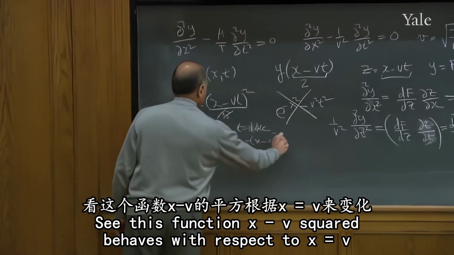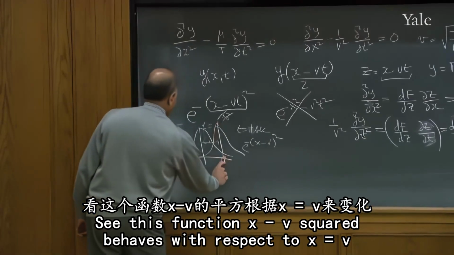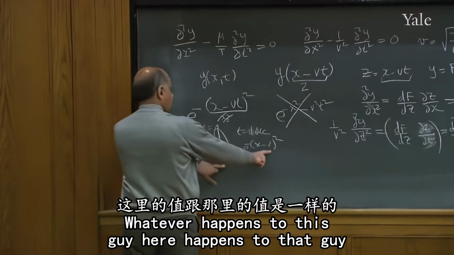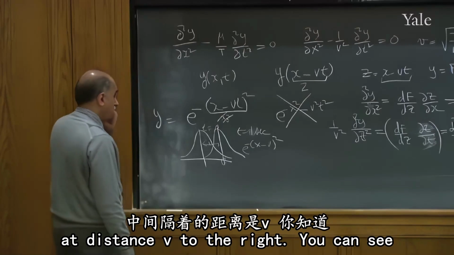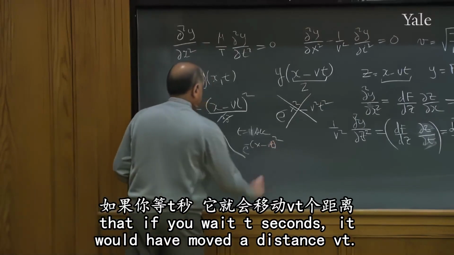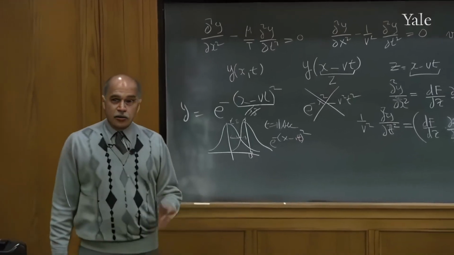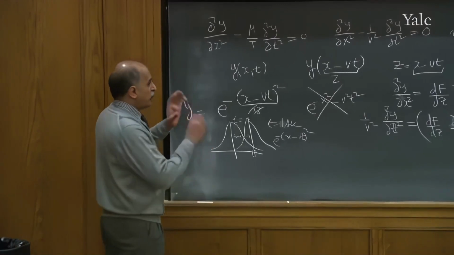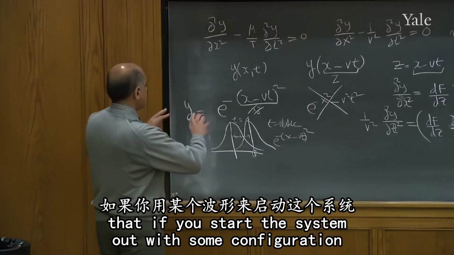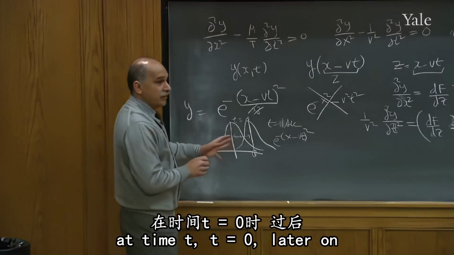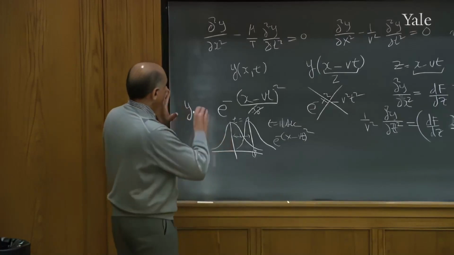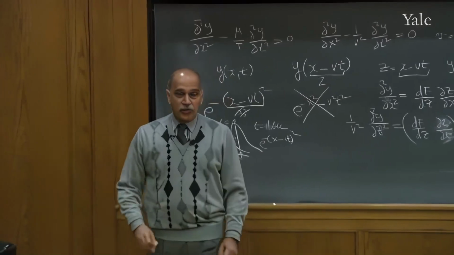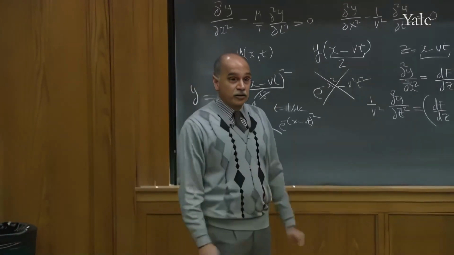See, this function (x minus v) squared behaves with respect to x equal to v the same as the original function around x equal to 0. Whatever happens to this guy here happens to that guy at distance v to the right. You can see that if you wait t seconds, it would have moved a distance vt. That's why you understand that v is the velocity of propagation, because what this is telling you is that if you start the system out with some configuration at time t equal to 0, later on the function looks like the same function translated to the right at a velocity v. That means its profile, whatever profile you have, will just move to the right.